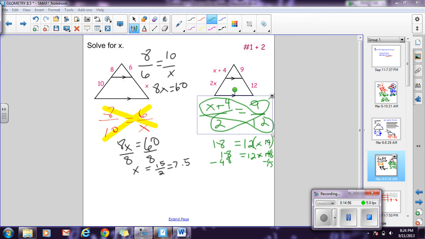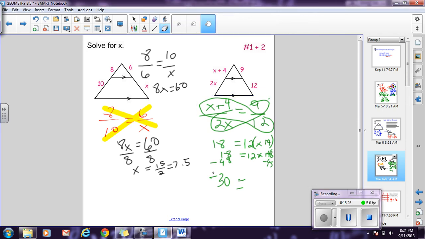18 minus 48 is going to be negative 30 equals 12x, which I'm doing something wrong here. 12x equals, oh, I missed something. Yes, you're probably right. I did this wrong. There should have been an x there. Way to go. I know someone already caught that probably earlier. Whoopsie daisy.